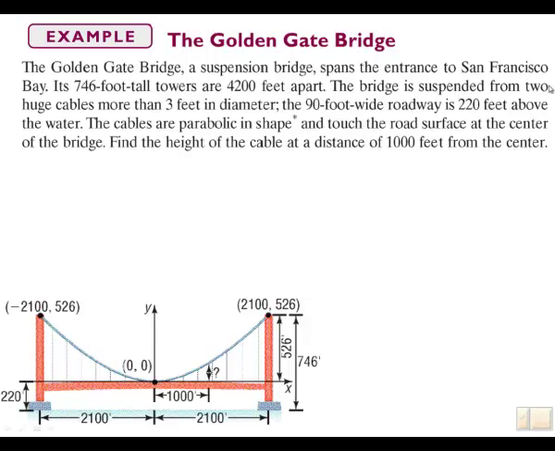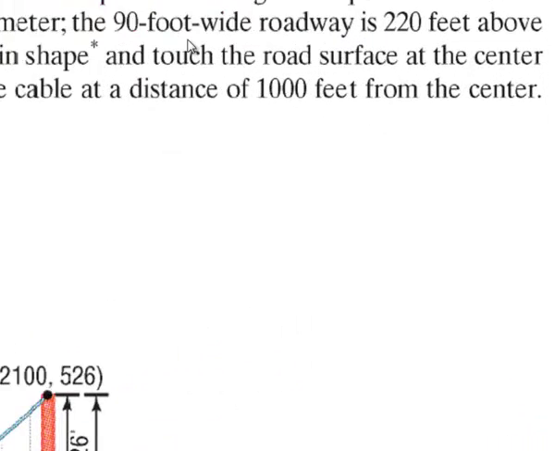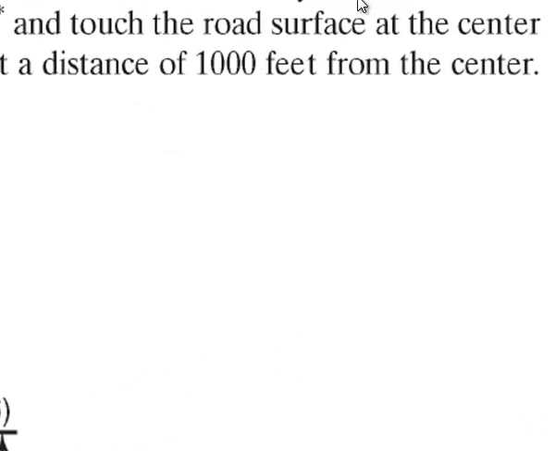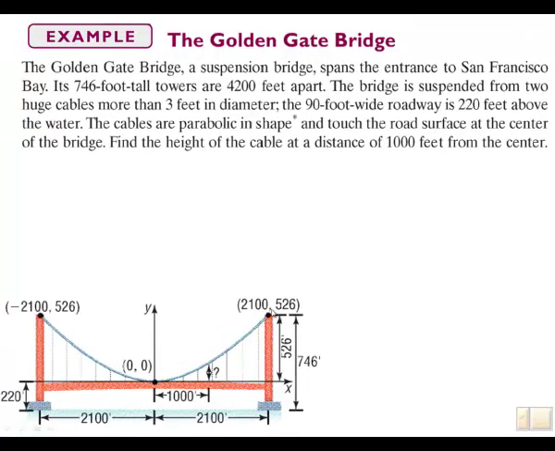The bridge is suspended from 2 huge cables more than 3 feet in diameter, 90 feet wide. The roadway is 220 feet above the water. Well, here's 200. Here's the ground. Here's 220 feet. So here's the bridge. It's 220 feet. But we want this height right here because that directly affects the cable. So we have to subtract 746 minus 220, and that's where the 526 comes in. So this height is 526 feet.